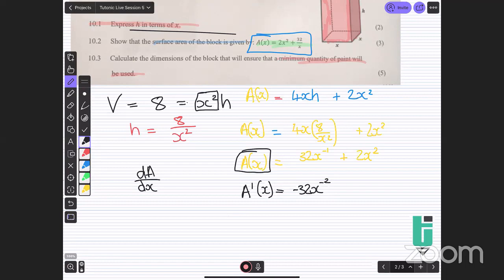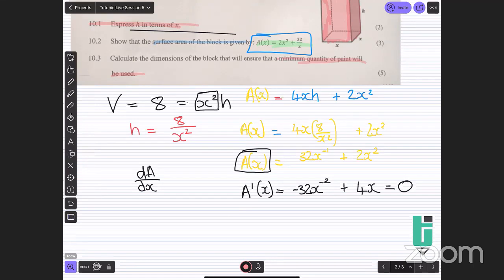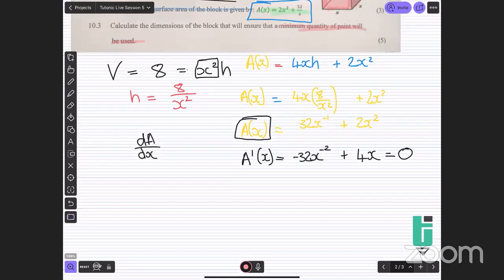To the power negative 2 plus 4x. Great. And what's next? Make it equal to 0. Equal to 0. Right. Don't forget that, guys. Sometimes you get so happy that you found the derivative and then you forget to put it equal to 0. Okay. So what next? Any ideas? Aisha, do you have any ideas?